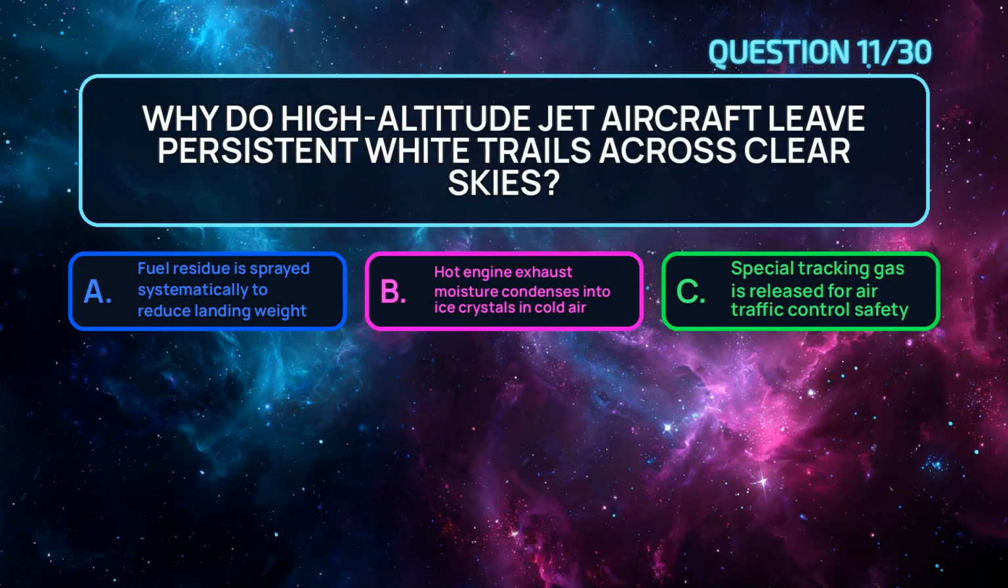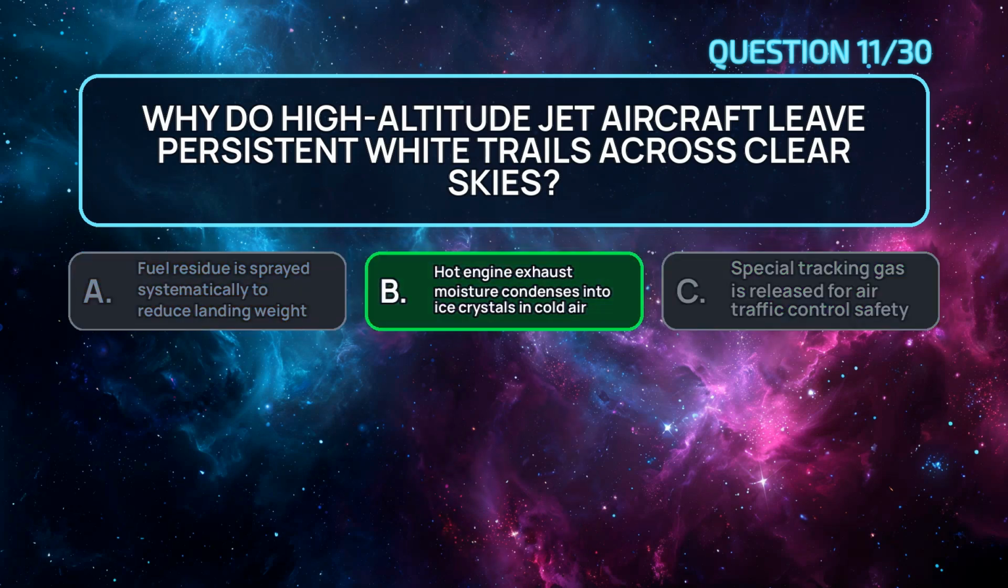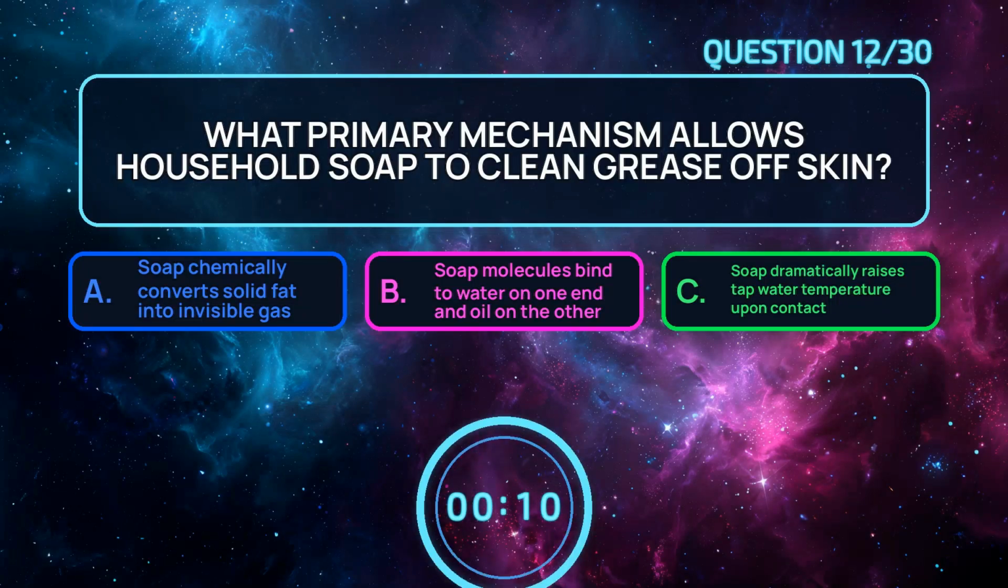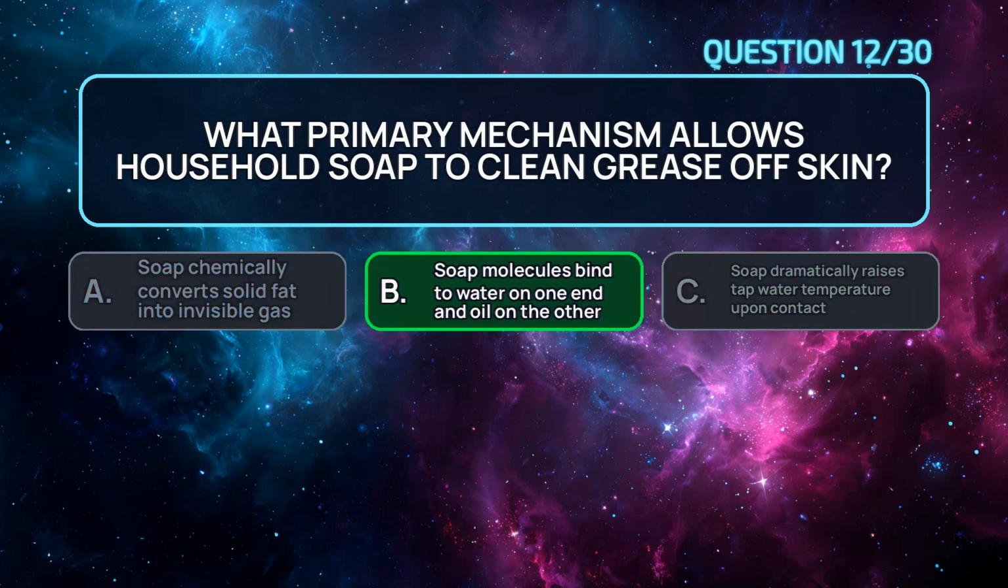Why do high-altitude jet aircraft leave persistent white trails across clear skies? Correct answer. Hot engine exhaust moisture. What primary mechanism allows household soap to clean grease off skin? Correct answer. Soap molecules bind.